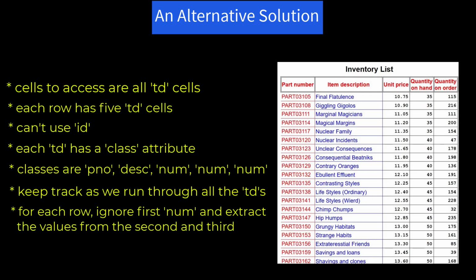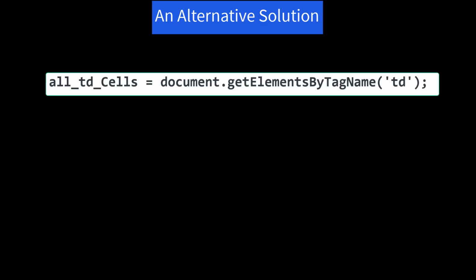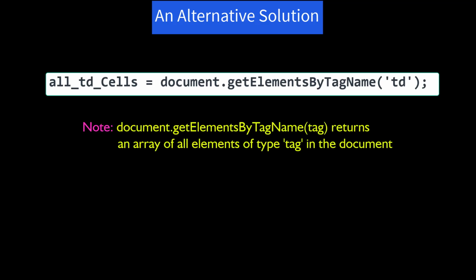So we start by gathering the entire collection of TD cells. All TD cells equals document.getElementsByTagName, parenthesis TD. Note that document.getElementsByTagName, parenthesis tag, returns an array of all the elements of type tag in that document.